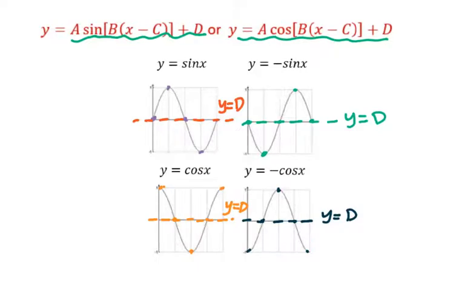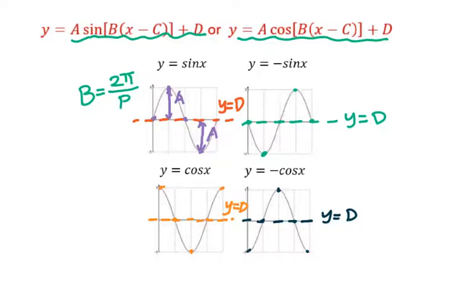From the midline to the maximum points, this will be the amplitude, it's A. So this part is A. From the midline to the minimum value, that's A. Then where you can find the B, B equals 2 pi over P. P stands for the period.